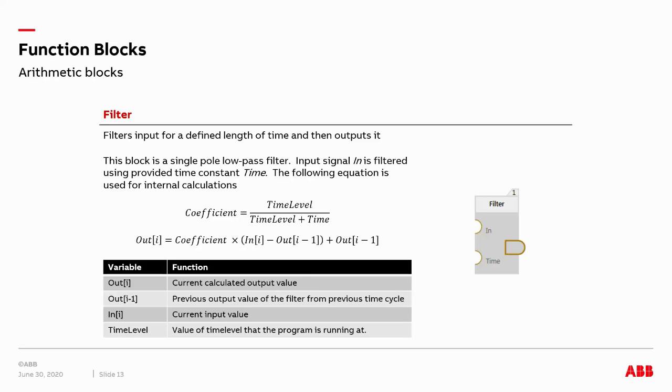We walk through the math there: the coefficient is the time level divided by the time level plus time, and then we run that past the ins and the outs over time and come up with a filtered value. A lot of the time, what this is going to do is smooth out your signal, especially if you have a sensor that's bouncing all over the place. You might want to run this low pass filter across your electrical signal. It's usually going to be an analog input of some sort that you want to filter and make sure it doesn't just turn things on when it's not necessary.